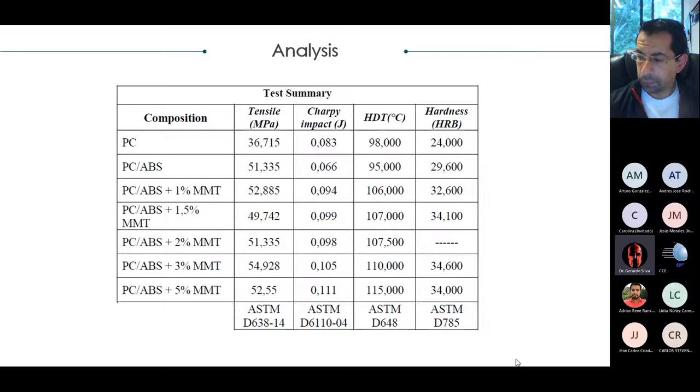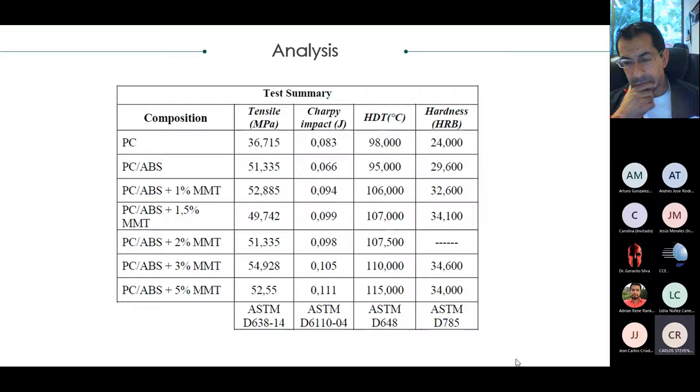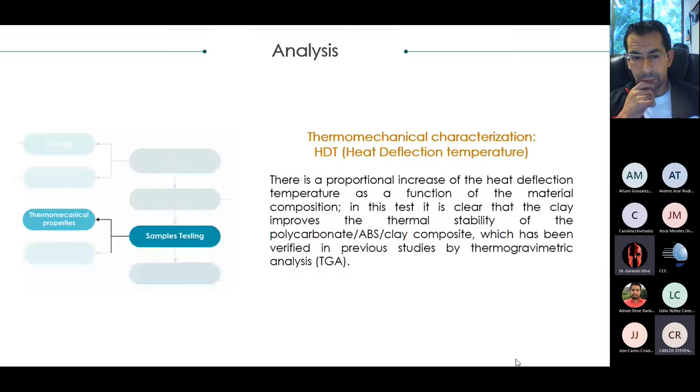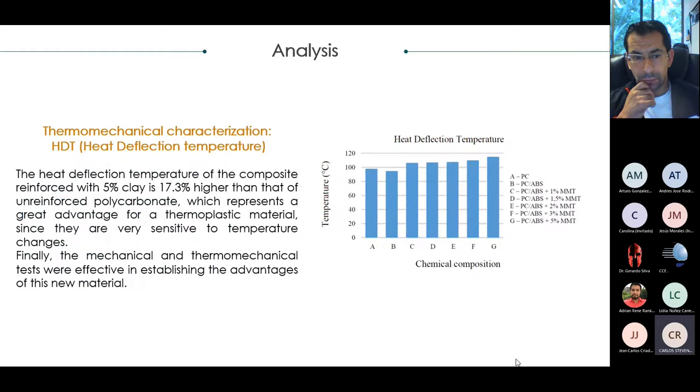Is it possible that the clay has different thermomechanical properties than the polycarbonates and ABS? It helps, of course, including with the HDT, the heat deflection temperature. The clay helps because we know that clay is associated, as I said before, with ceramic materials. So it's associated with heat resistance and hardness.